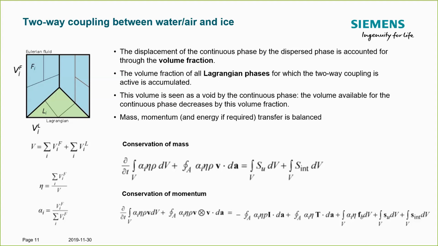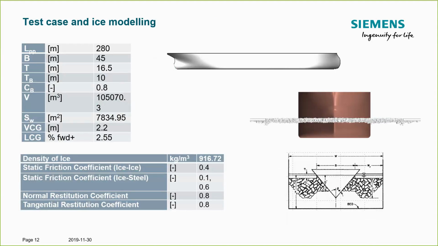Thank you. So these are, roughly speaking, the mathematical equations that are behind DEM and CFD. So let's turn to our practical test case. Today we're going to apply this method to the motion of a very large crude carrier, which here is the Japan Bulk Carrier as a publicly available test case, dancing through brash ice.